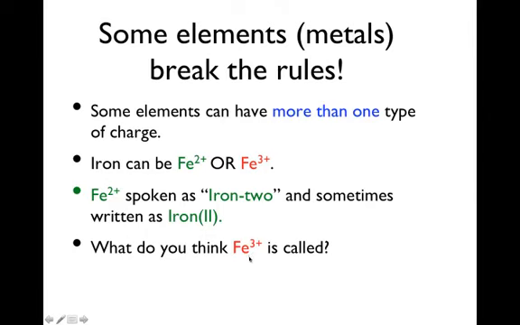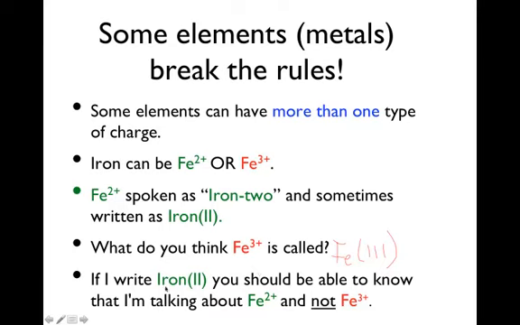And if you wanted to write it out, you would write iron with Roman numeral 3, just like that, except maybe with a little better handwriting. So if I end up writing iron with Roman numeral 2 in parentheses, you should be able to know that I'm talking about iron with a charge of +2, and I'm not talking about iron with a charge of +3. If I wrote iron with Roman numeral 3, then I'm talking about this type of iron.